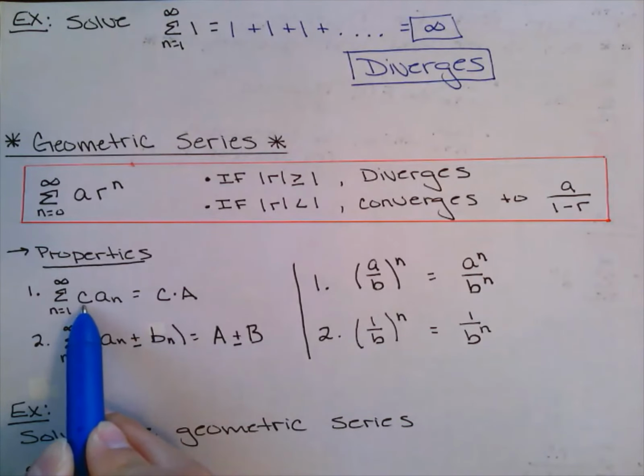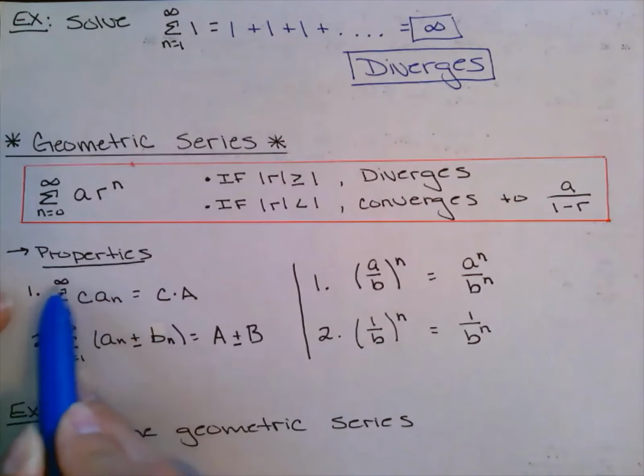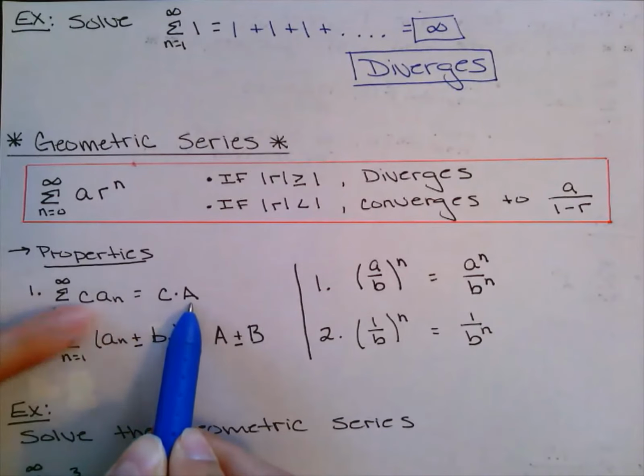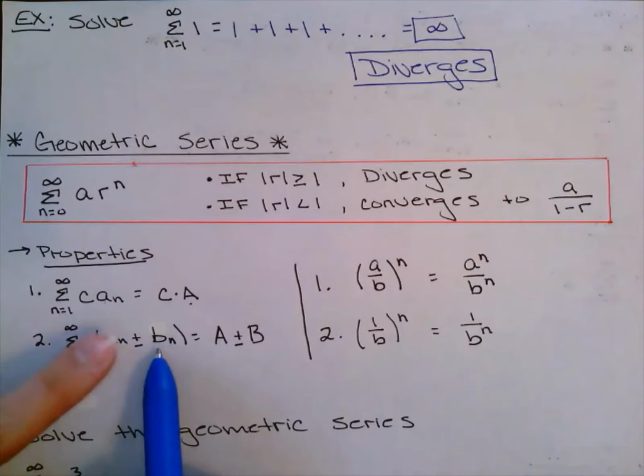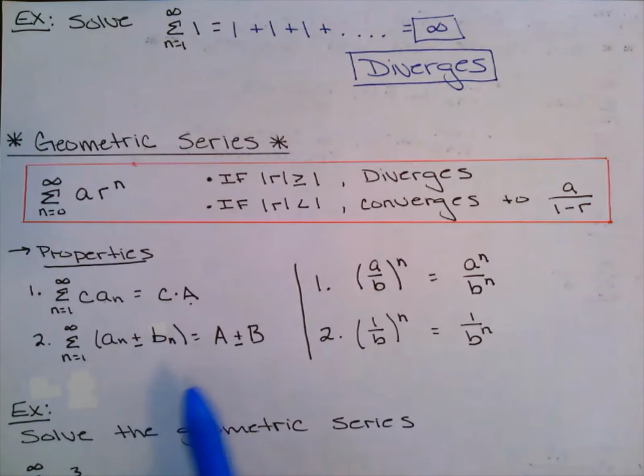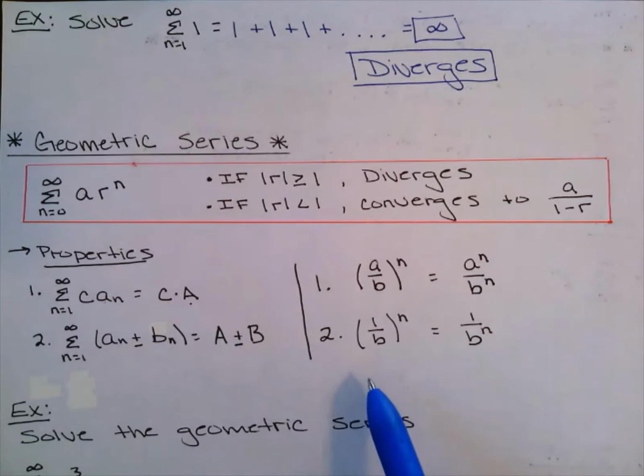So if c here is my coefficient, I could take it out and multiply it to the answer of my summation of just this a sub n. Same thing if they're being separated by addition or subtraction, I can solve each of them and then add their answers. And then these properties over here are back from algebra.